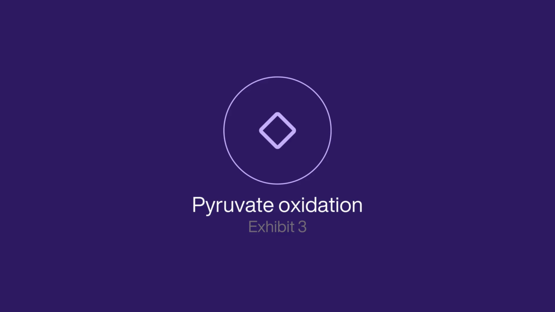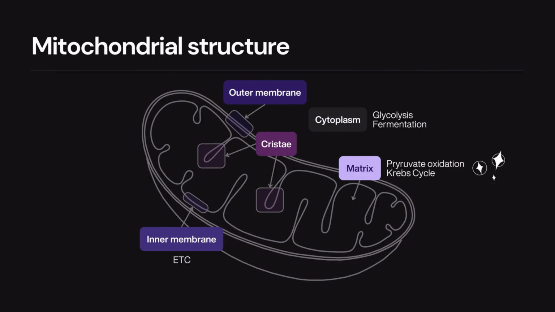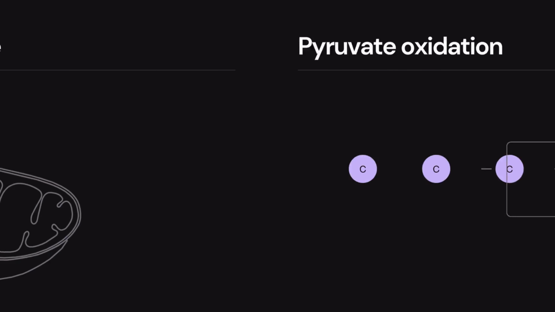Exhibit 3. Pyruvate oxidation. Pyruvate oxidation is an intermediate step in cellular respiration that prepares pyruvate molecules for the Krebs cycle. This process occurs in the mitochondrial matrix in eukaryotes and in the cytoplasm of prokaryotes, and starts with the transportation of pyruvate from the cytosol into the mitochondria.